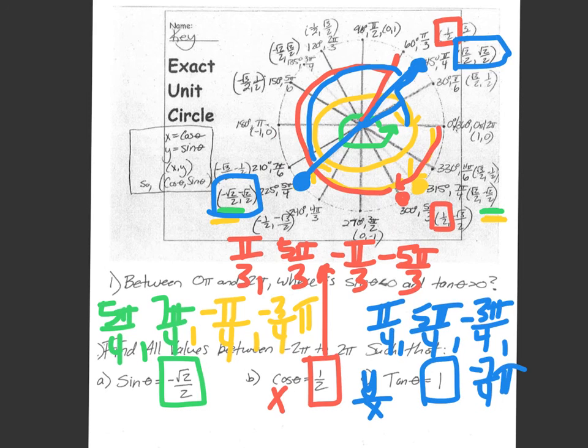Or we could also state those in degree mode. If we were to state these answers as degrees, be careful. We have 45 degrees, 225 degrees. Then we would have negative 135 degrees, and then negative 315 degrees would be the answer if we were in degree mode and not in radians.